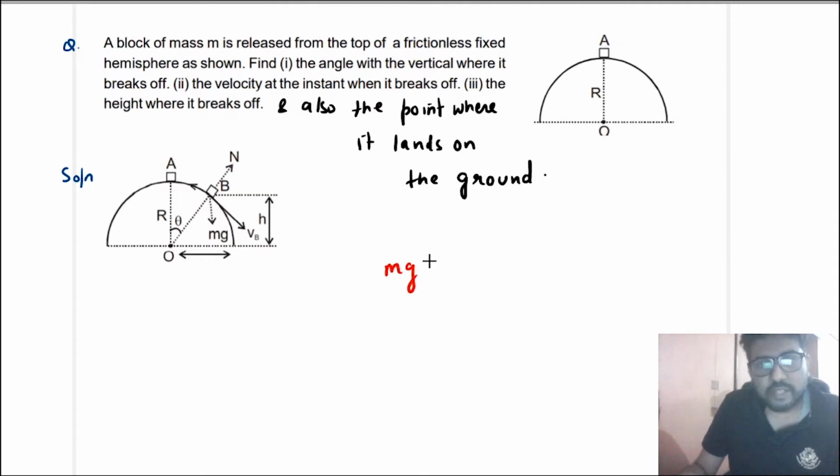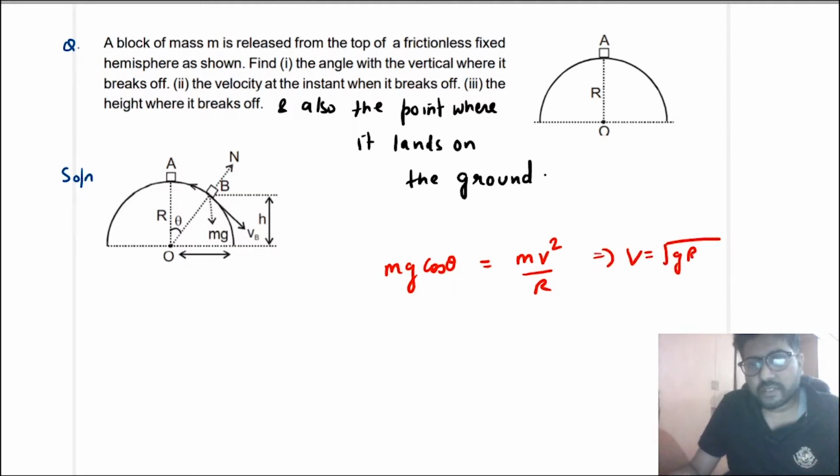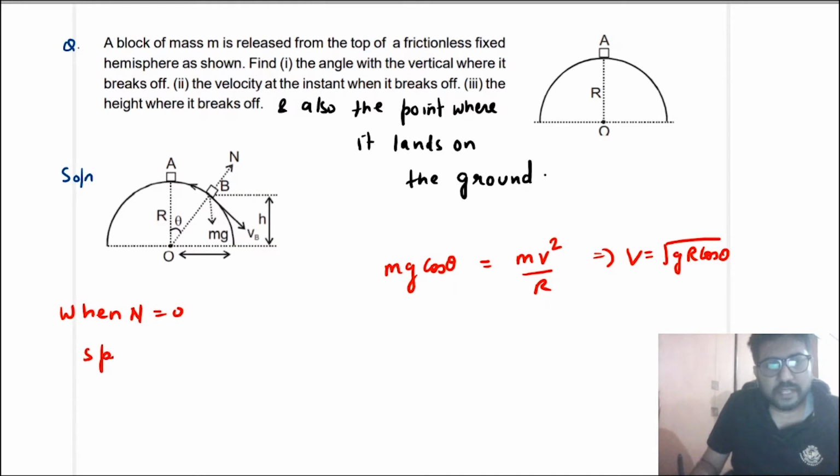So you will write mg cos theta, which was providing the centripetal force. Actually mg cos theta minus N was providing the centripetal force, but N has now become 0 at this point B. So you will write mg cos theta is equal to mv square by r. That means v is equal to root gr cos theta. That means this is the speed when normal becomes 0. So again, when normal becomes 0, speed does not become 0.